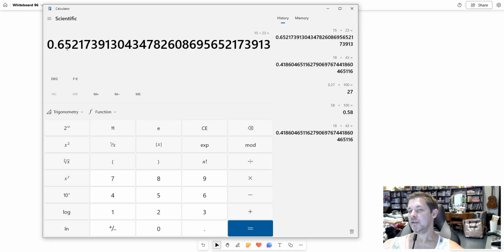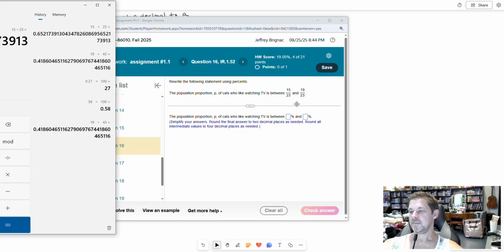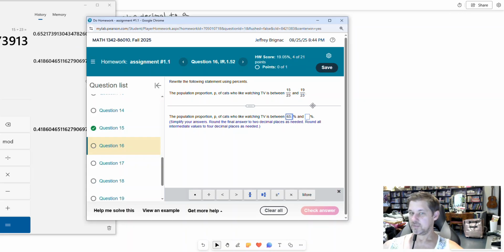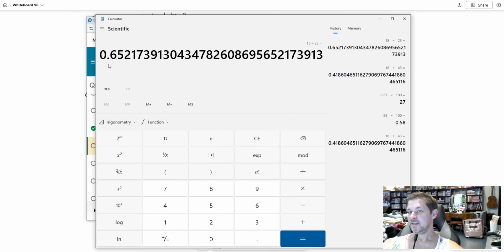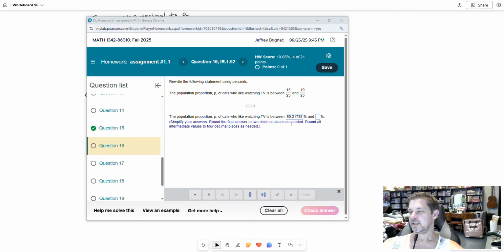So what is that converted to a percent? I would multiply this by 100%. What would that do? It would move the decimal point 2 spaces to the right. That would give me 65.21739%. Okay, so I'm going to type that in. 65 point, what was it? 21739%. So that's my number. 15 out of 23 is the same thing as 65.21% roughly. But what about the rounding? It says round final answer to 2 decimal places.